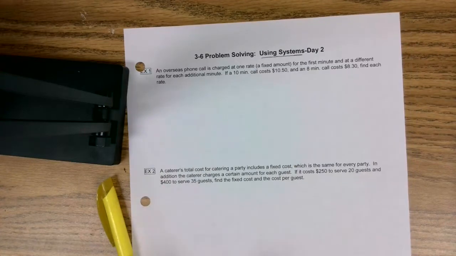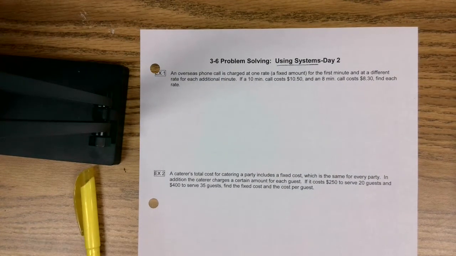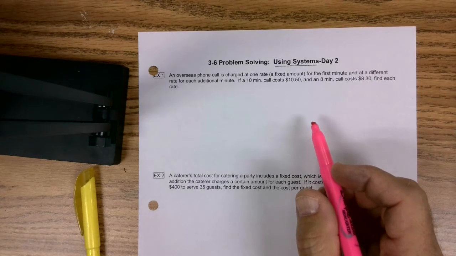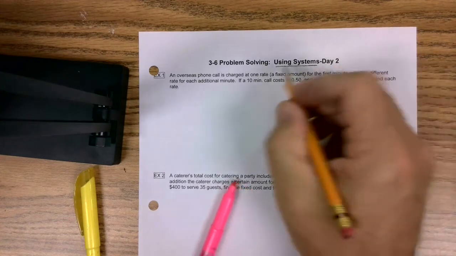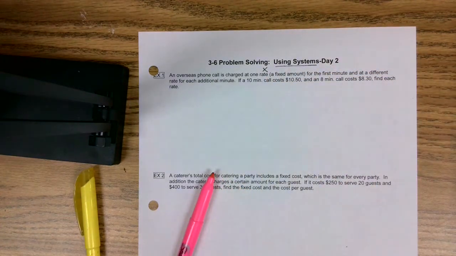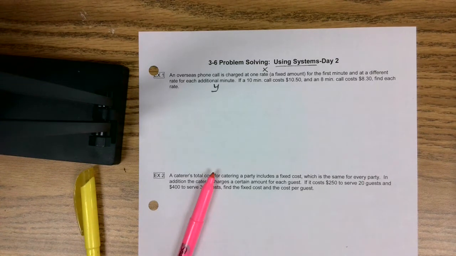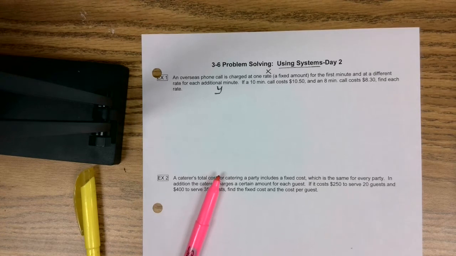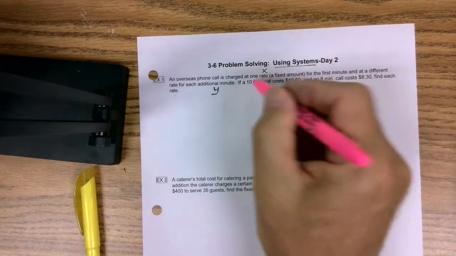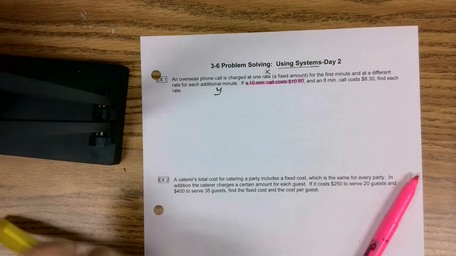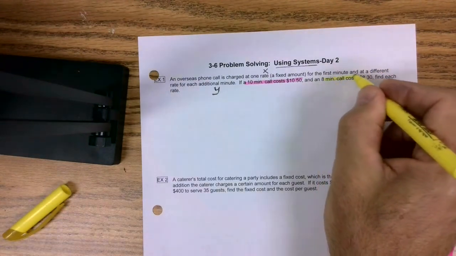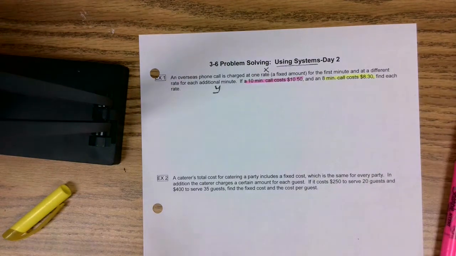So it says an overseas phone call is charged at one rate for the first minute. Let's just call that X. So you're going to get charged for that first minute of your phone call, and at a different rate for each additional minute. So anything over that first minute, you're going to be charged at a rate of Y, whatever, pennies, dollars per minute. Now, here's where it comes. If a 10-minute call costs $10.50, there's equation number one, and an 8-minute call costs $8.30, find each rate.